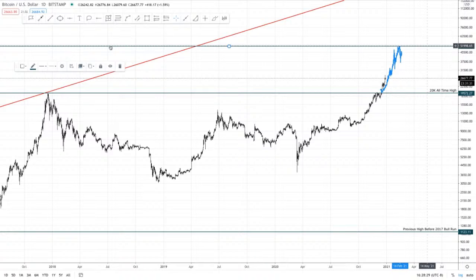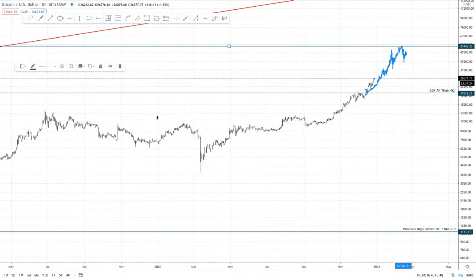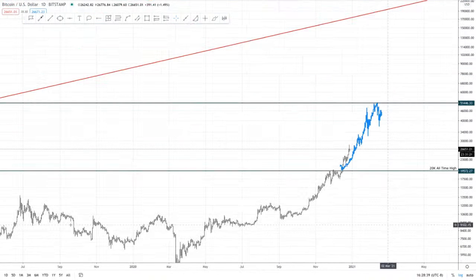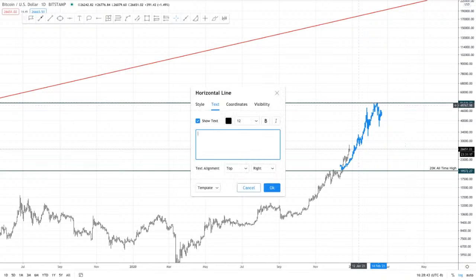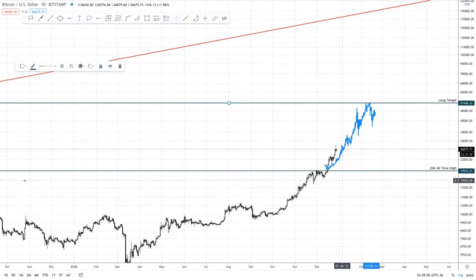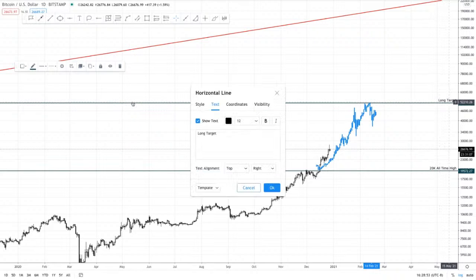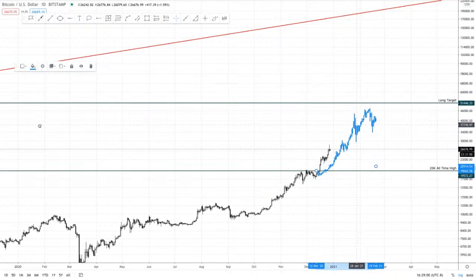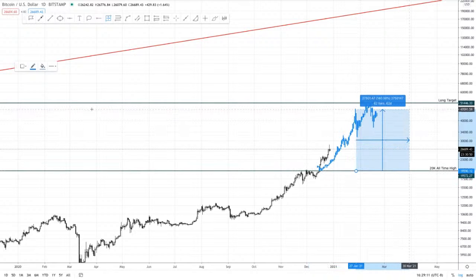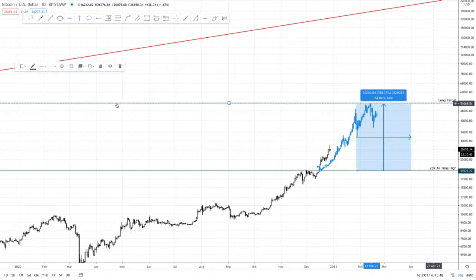before having some type of pullback, right? And that took, put it here, long target. That was 60 days. Wait, no, right? How much percent from 20K? That is about, let's see, a 160% move. Yikes.